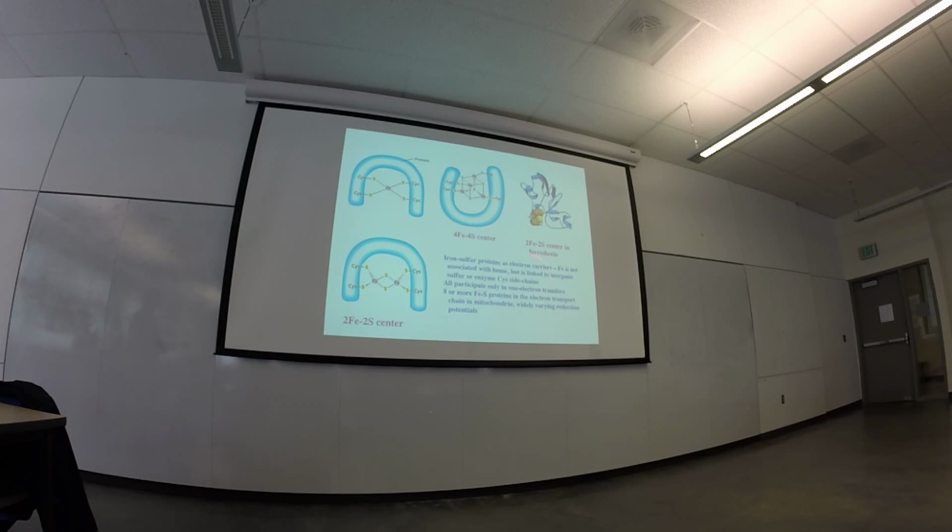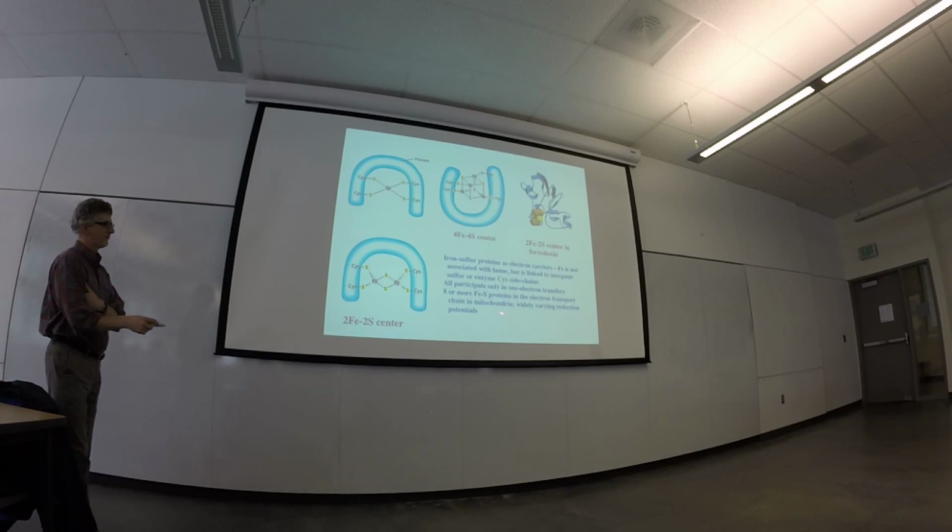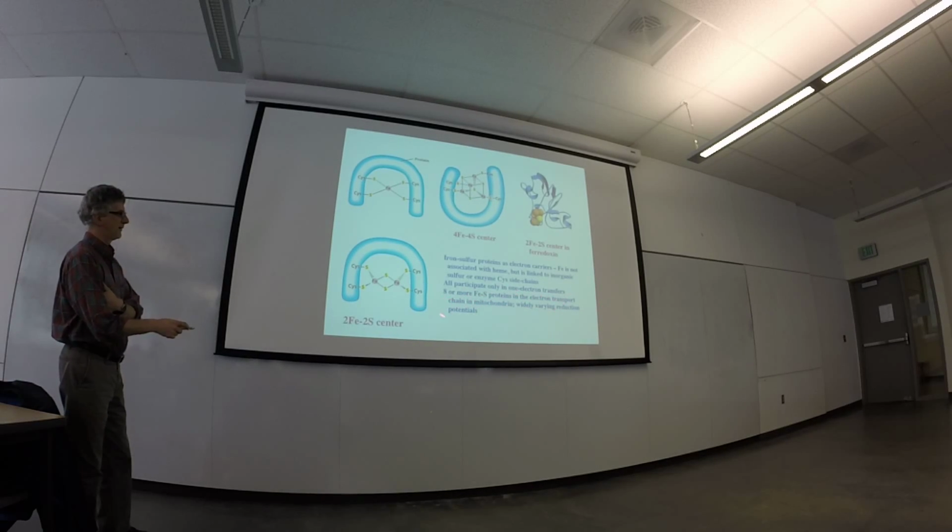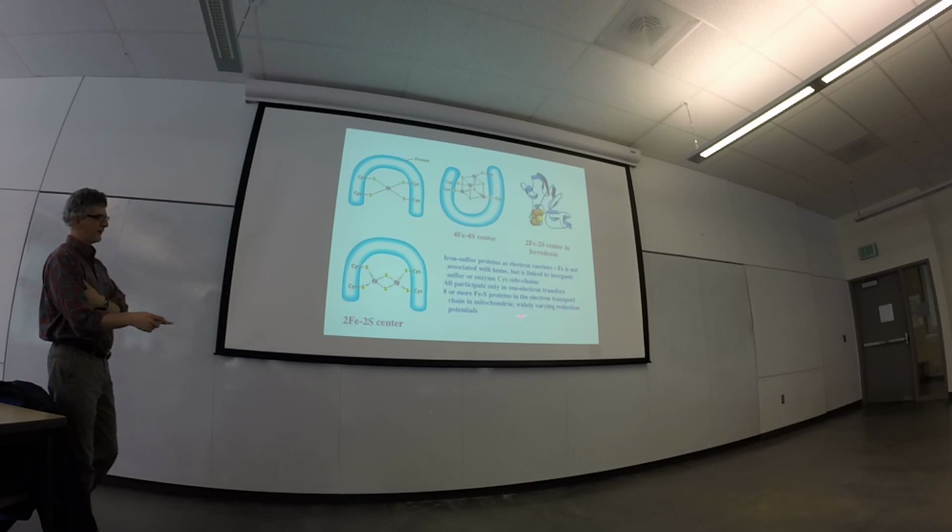So when it's iron, whether it's iron sulfur or iron in hemes on cytochromes, it's always iron 2 to iron 3. It's 1 electron at a time for iron. Okay, 8 or more. It says 8 or more because we haven't found them all yet, probably. But 8 or more iron sulfur proteins in the electron transport chain, again with widely varying reduction potentials.